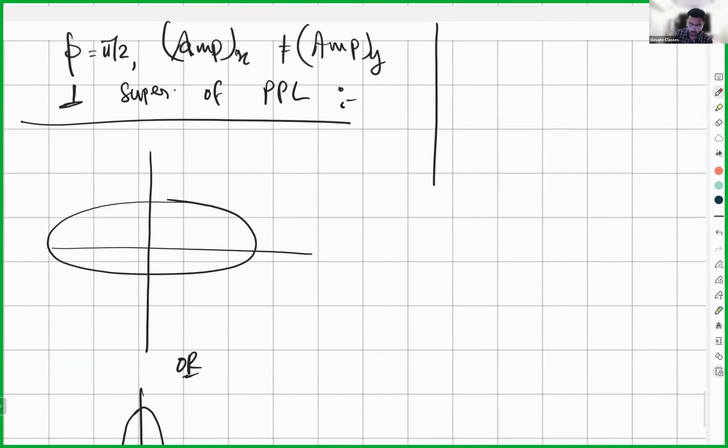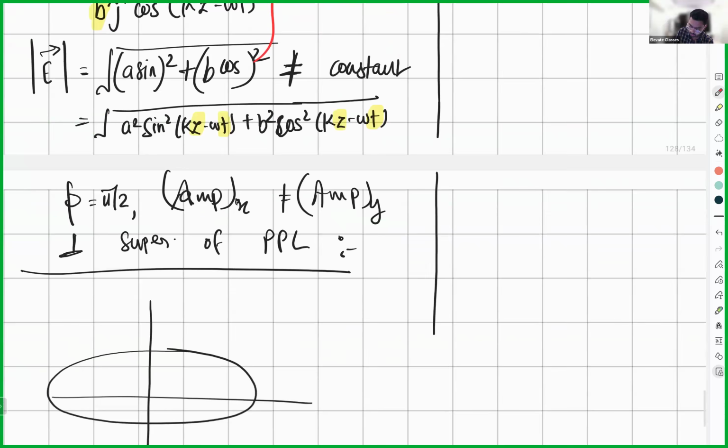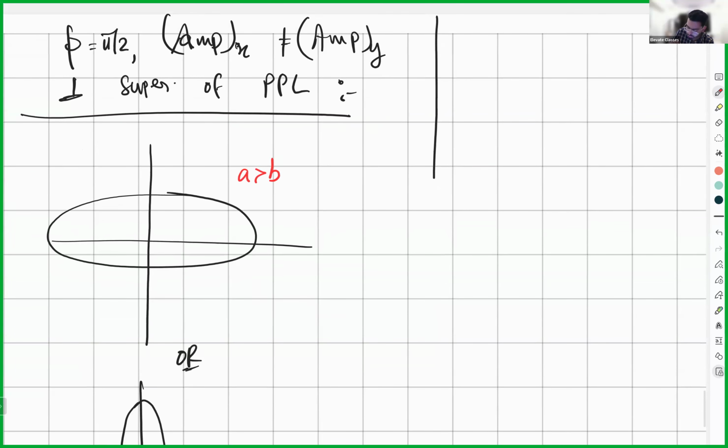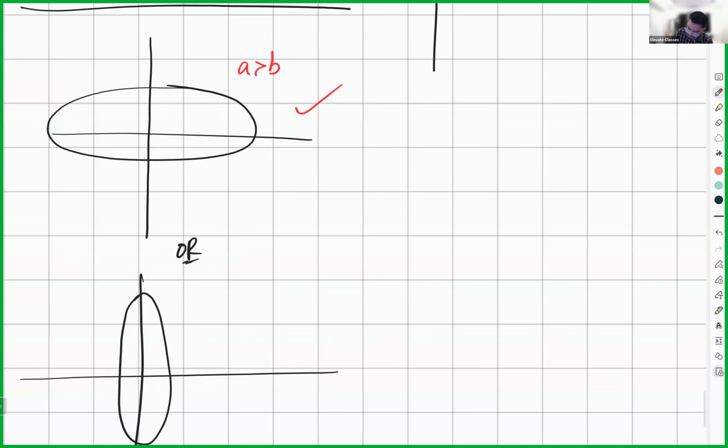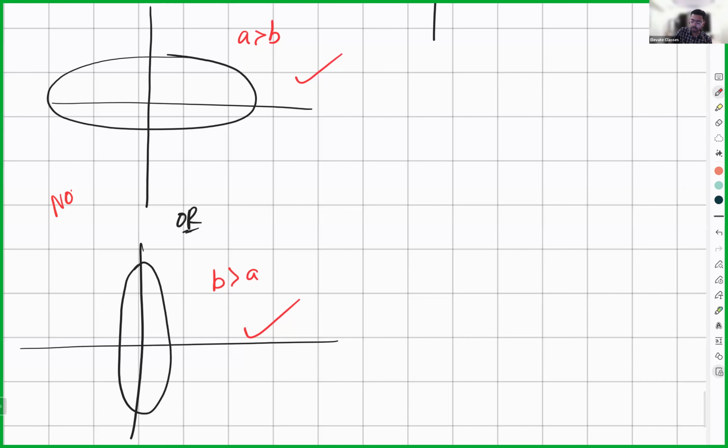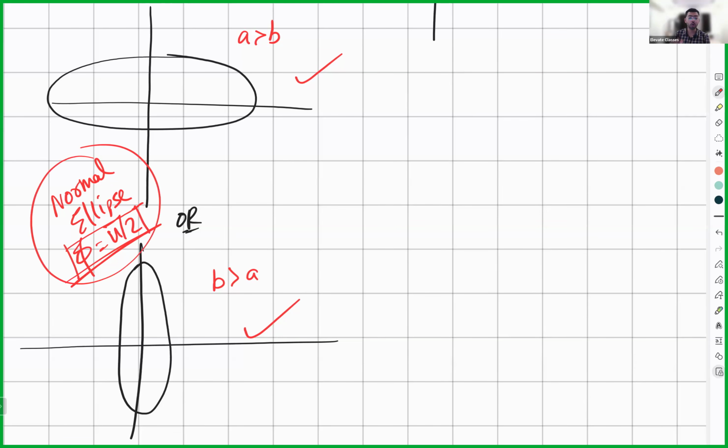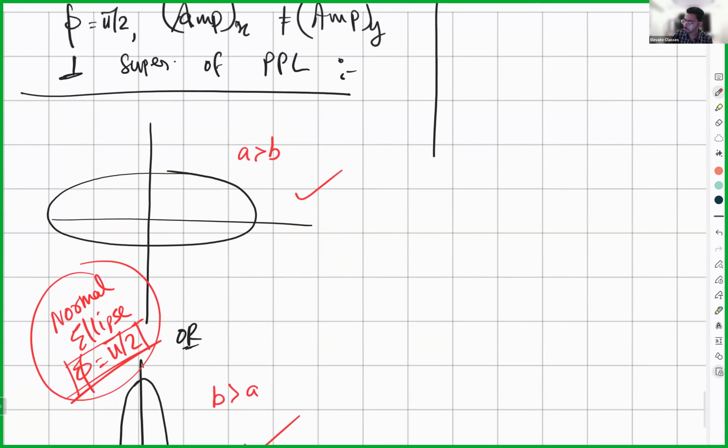So A was along the X direction. If A is greater than B, this will be the ellipse formed. If B is greater than A, this will be the ellipse formed. Okay, I hope you understand. So this is of the category of normal ellipse. If you have phi equal to pi by 2, always remember that a normal ellipse will get formed. All right, we'll prove this also.